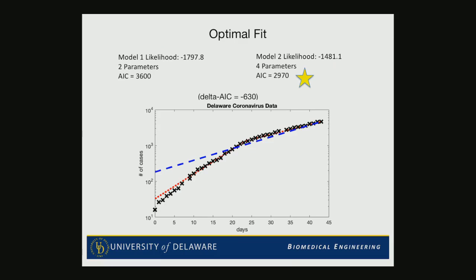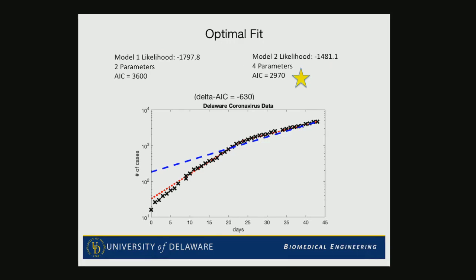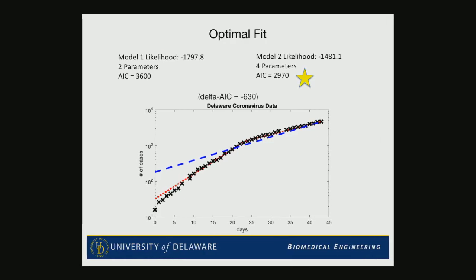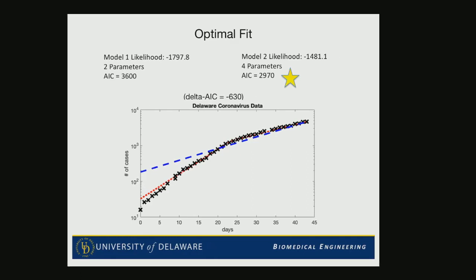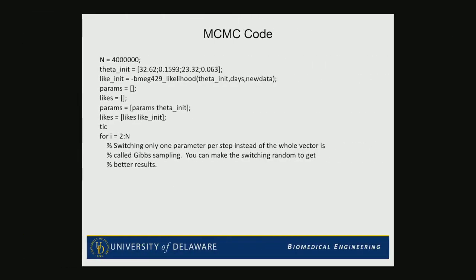Now the question is what can we say about when the change happened and what do we know about the growth rates? We have optimal guesses, but we want to know something about the range. So to do that, we run MCMC. Here's the MCMC code. It's a few pages long. I did this for 4 million iterations, so n equals 4 million.